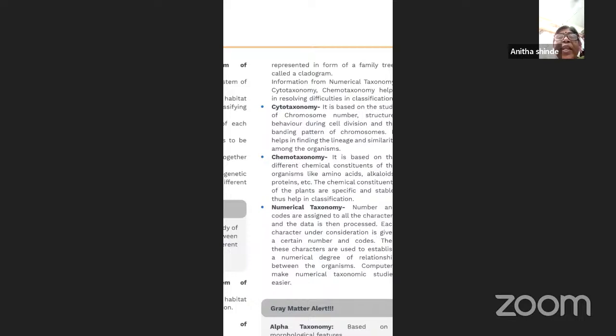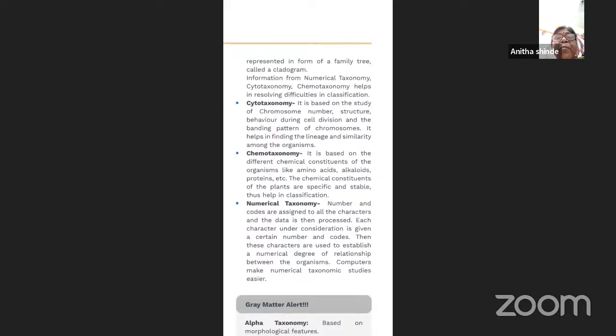The information from numerical taxonomy, cytotaxonomy, as well as chemotaxonomy helps in resolving the difficulties in classification. So you can broadly classify the phylogenetic classification into three: cytotaxonomy, chemotaxonomy, and numerical taxonomy. Now, cytotaxonomy is based on the study of chromosome number. We all know our genetic material is nothing but the chromosomes, that is DNA. Cytotaxonomy deals with the study of the chromosome number, its structure, its behavior during cell division, and also the banding pattern of the chromosomes.